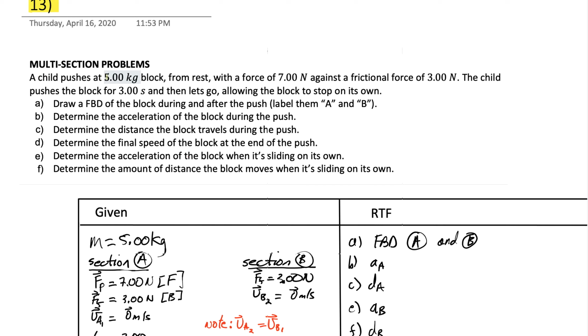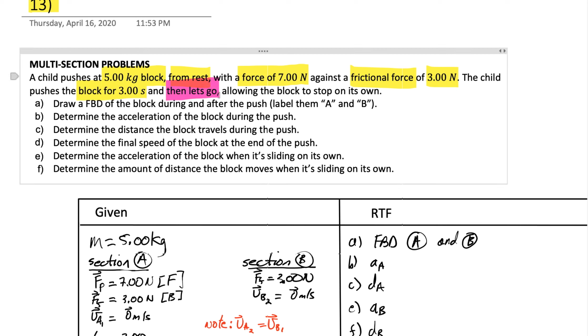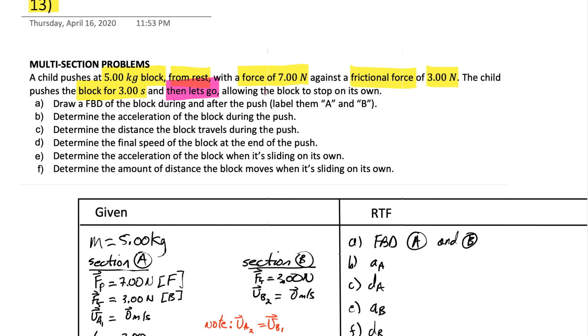A child pushes a 5 kilogram block from rest with a force of 7 newtons against a frictional force of 3 newtons. The child pushes the block for 3 seconds, and here's the key. Then let go. The moment the child lets go of the block, the motion is going to change. This signals that we have now entered into a new section, or the Section B portion of the question. The rest of it, the block is allowed to stop on its own.